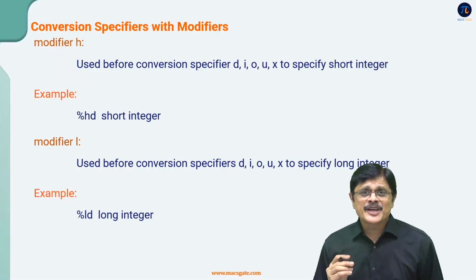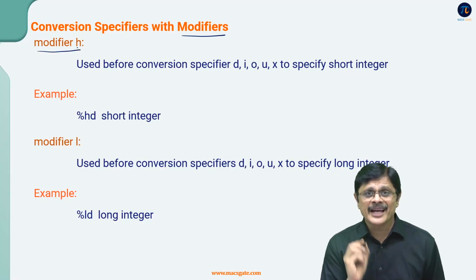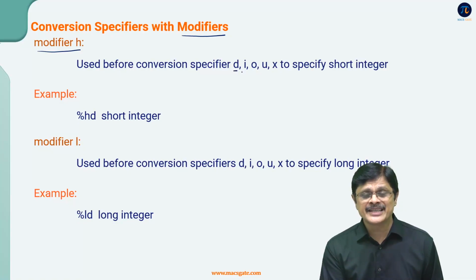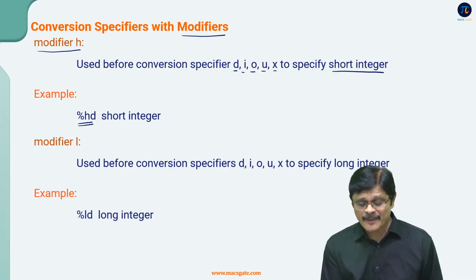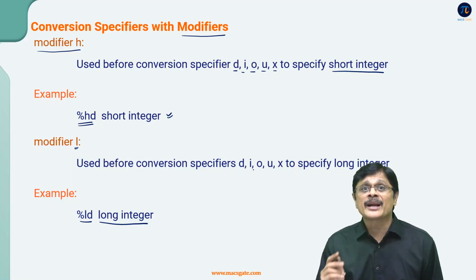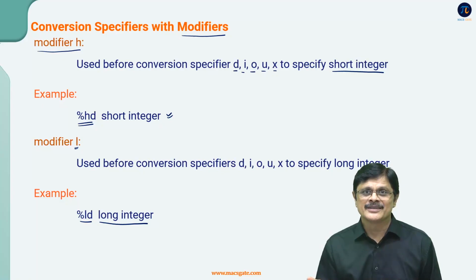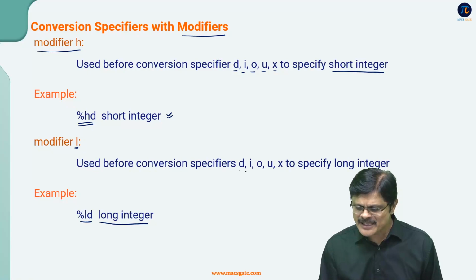The conversion specifications can also be used together with modifiers. That is, we can use modifier h together with the specifiers d, i, o, u, x to specify that it is a short integer. For example, if I use %hd, it represents short integer. Similarly, modifier l will tell you long. So whenever you write %ld, it represents long integer. Suppose you write %lo, it represents long integer in octal form. So l stands for long. So l can be associated with all these specifiers.